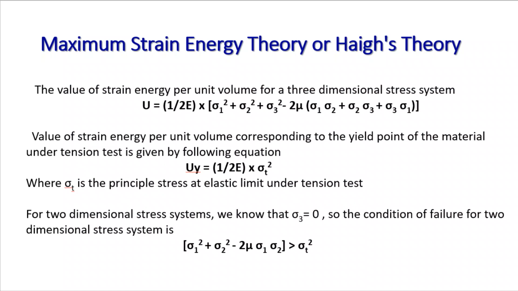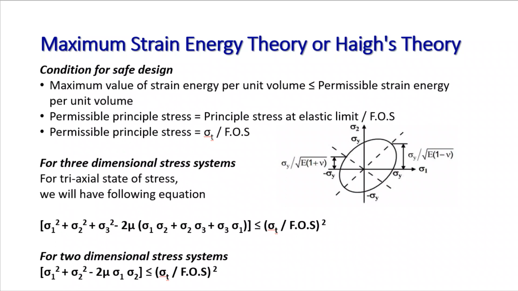So, when the material is failing, it means the maximum strain energy of that specimen is exceeding the maximum principal strain energy obtained from the uniaxial loading test or tension test at elastic limit. Okay. So, what is the condition for safe design? When you want to design for safety, what should be taken? Factor of safety needs to be considered.